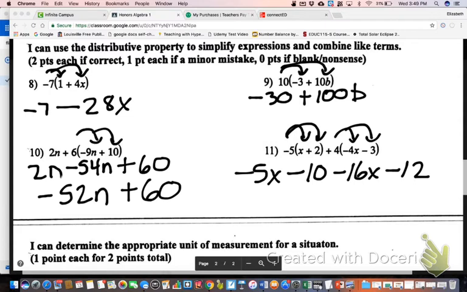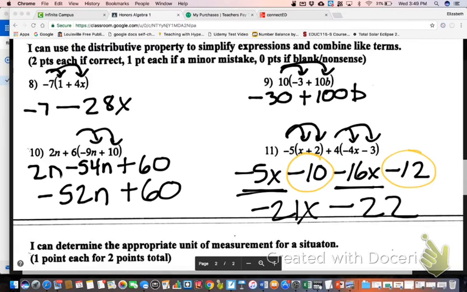I'm going to combine all of my like terms. I've got a negative 5 and a negative 16, which is a negative 21x. And then I've got a negative 10 and a negative 12, which means that's going to be a minus 22.